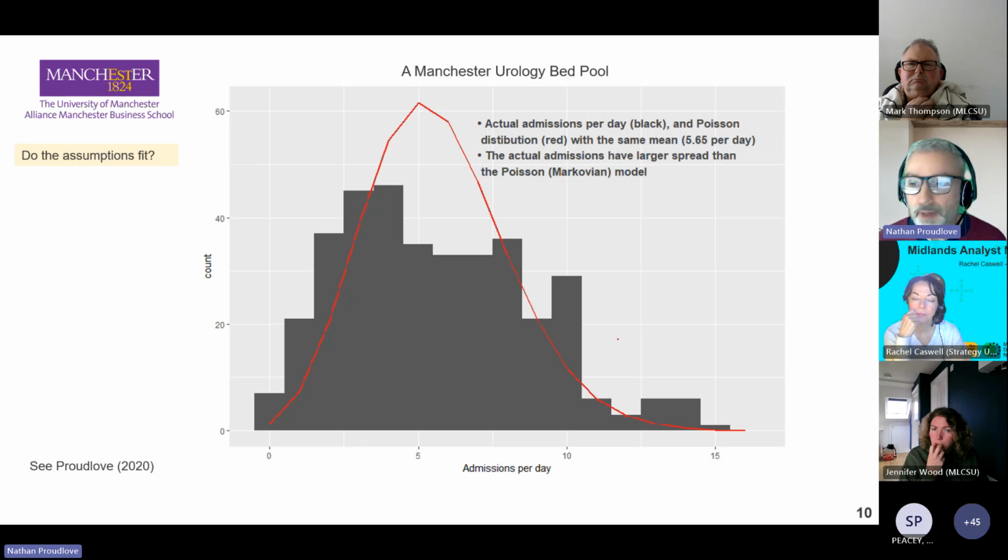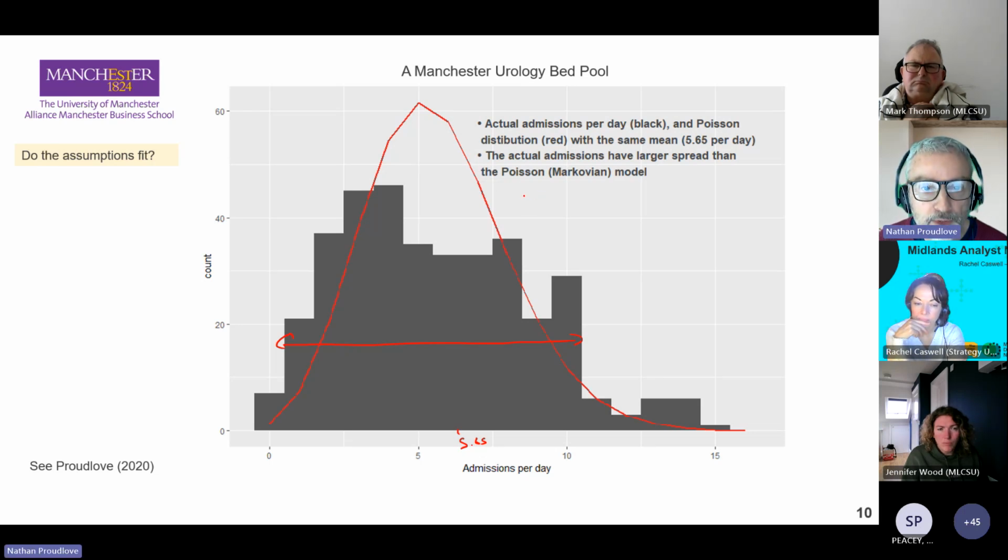So the question, of course, is how well do they fit? Again, getting some data, this is from urology. We've got a histogram in gray for the actual number of admissions in a time period today, and that has a mean of about 5.65 admissions per day. The red line is a fitted Poisson distribution with that same mean. And it's not terrible, but it's not great. In fact, the real distribution is wider. It's got a bigger spread. It's got more variation. It's more uncertain than this standard Poisson.